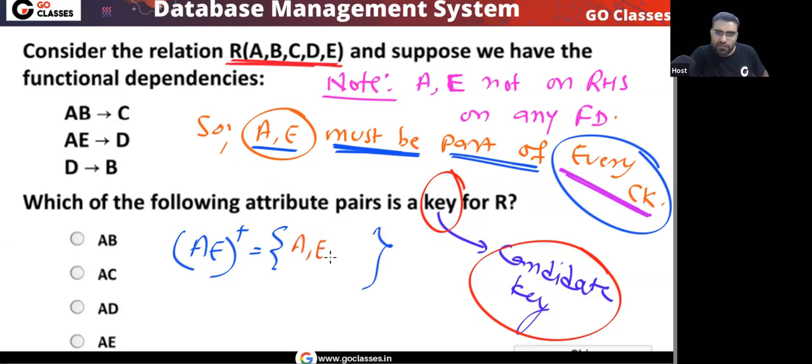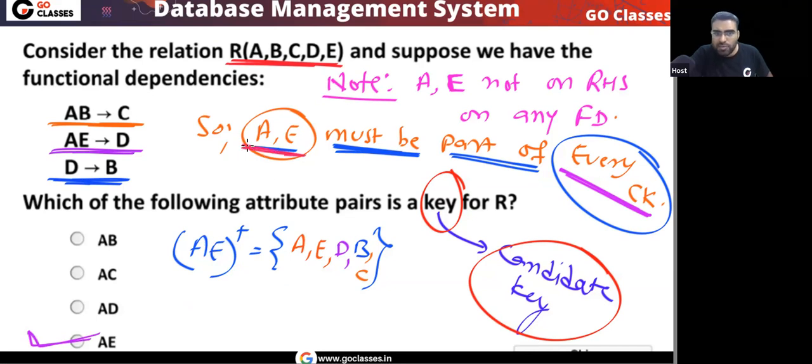So you can see, what can AE determine? AE can determine D also. What else? D can determine B also. What else? AB can determine C also. So it is simple. I can say the answer will be AE.